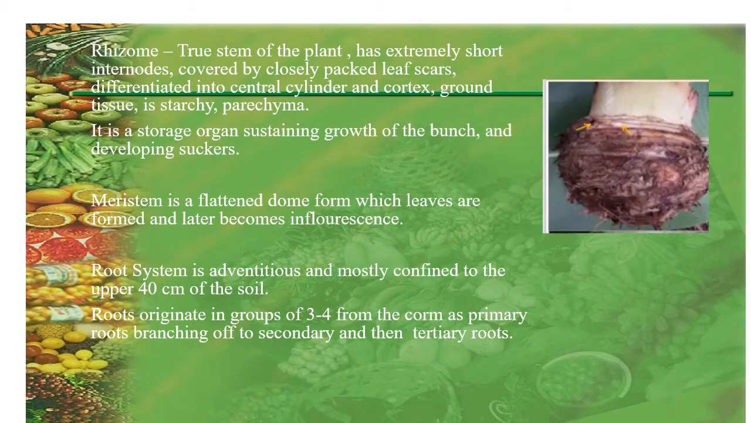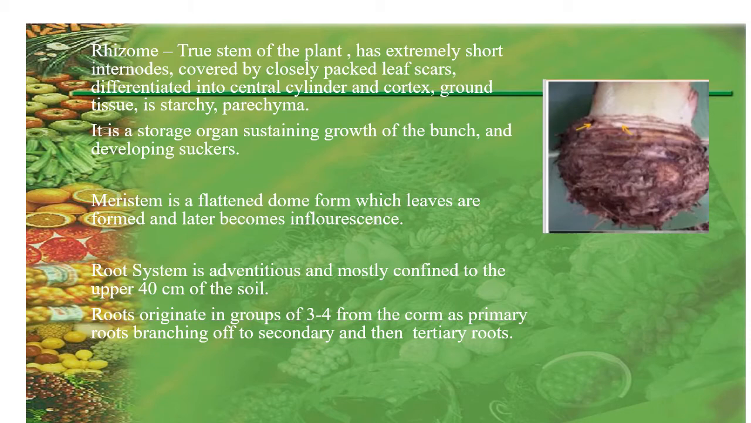Rhizome, the true stem of the plant, has extremely short internodes covered by closely packed leaf scars, differentiated into central cylinder and cortex. The ground tissue is starchy parenchyma. It is a storage organ sustaining growth of the bunch and developing suckers. Meristem is a flattened dome from which leaves are formed and which later becomes the inflorescence.